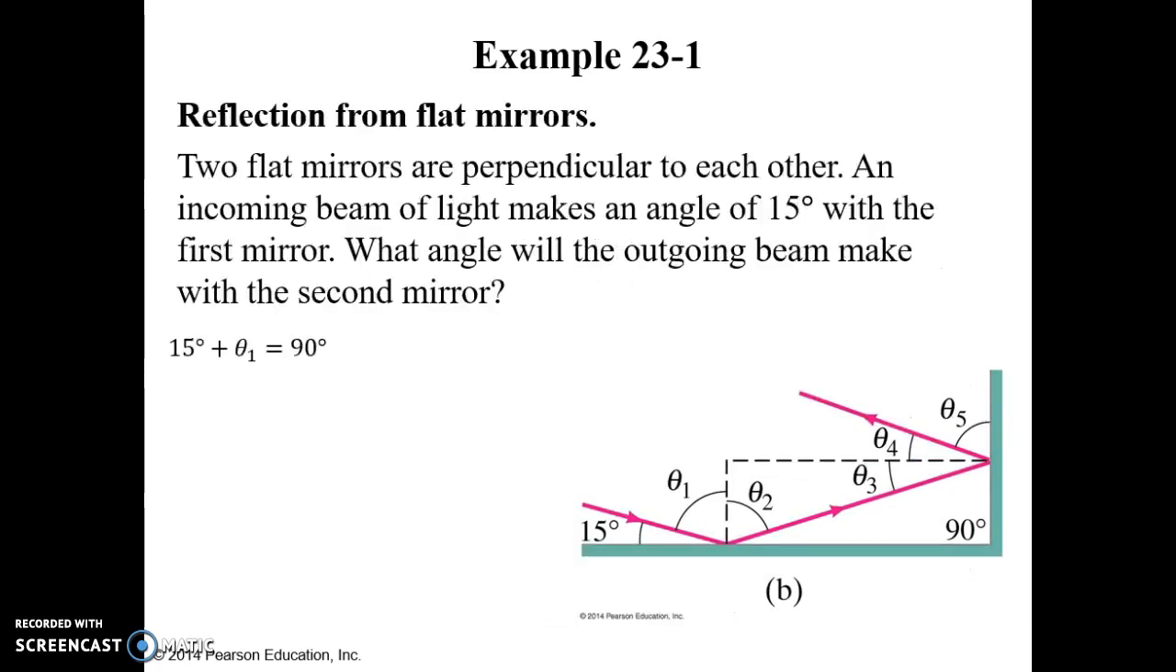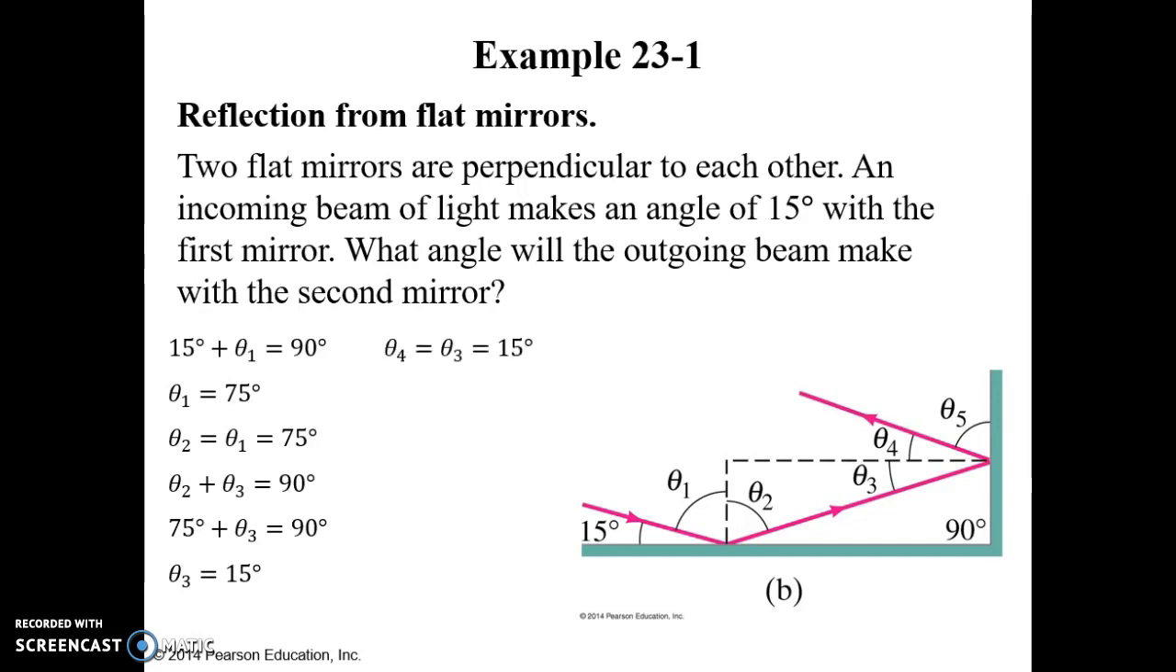The first step is to solve for theta 1, which we know, since 15 degrees plus theta 1 equals 90 degrees. Therefore theta 1 must equal 75 degrees. Now, due to the law of reflection, theta 2 must equal theta 1, which is 75 degrees. And according to the right triangles, theta 2 plus theta 3 equals 90 degrees. Well, we know theta 2 equals 75 degrees, so theta 3 must equal 15 degrees.